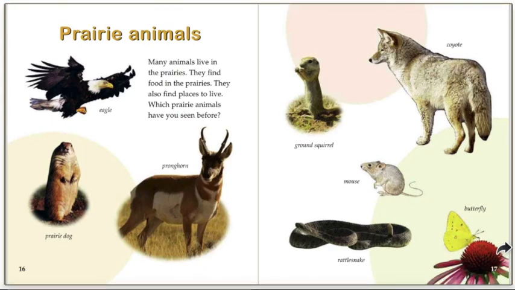Prairie animals. Many animals live in the prairies. They find food in the prairies. They also find places to live. Which prairie animals have you seen before? You might not have seen all of these animals, but I'm sure you've seen a few.